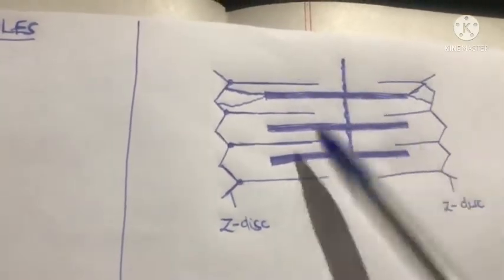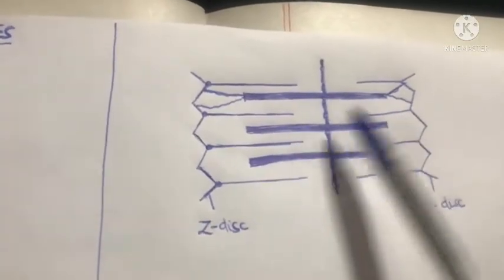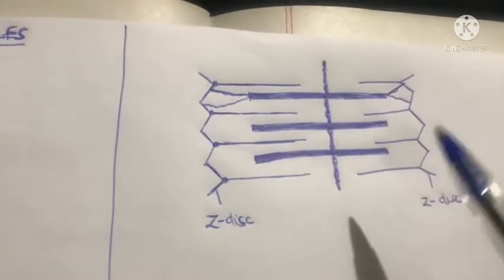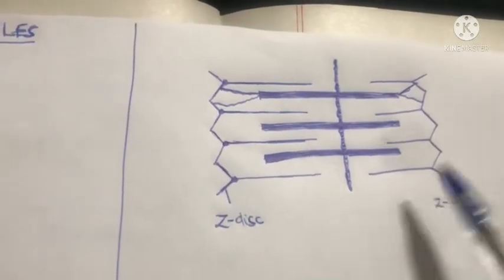And how they are arranged gives the characteristic striation of the skeletal muscle. I said that the skeletal muscle structurally is striated. You understand? Structurally they are striated.